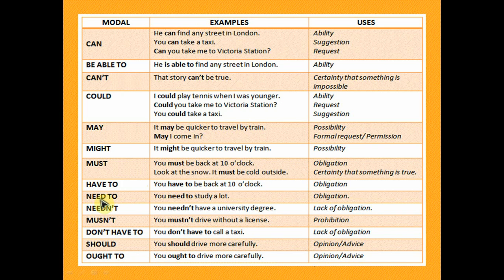Need to. Need to, have to, must. So, each one of these is used to make an obligation. For example, you need to study a lot. Needn't. Needn't is used to talk about lack of obligation. For example, you needn't have a university degree. Mustn't. I use mustn't to talk about prohibition. For example, you mustn't drive without a license. Don't have to. Also don't have to, I use it like needn't to talk about lack of obligation. You don't have to call the taxi. So that's a lack of obligation.